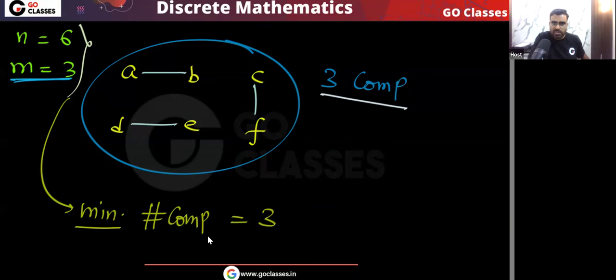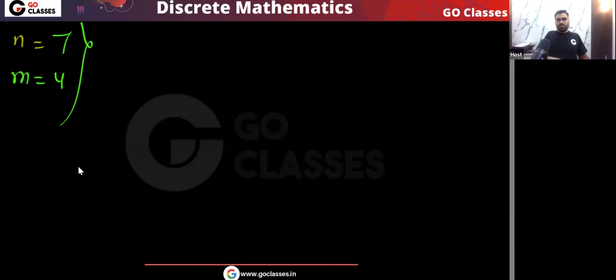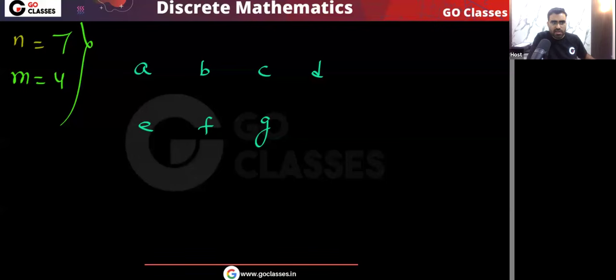Okay, is this clear? Let me give you one more scenario. For example, let's assume that number of vertices is 7, and let's assume number of edges is 4. Now you tell me, in this situation, I want minimum number of connected components. So what that will be? Again, very simple. A, B, C, D, E, F, G. So these are the 7 vertices. Now you tell me, there are 4 edges.